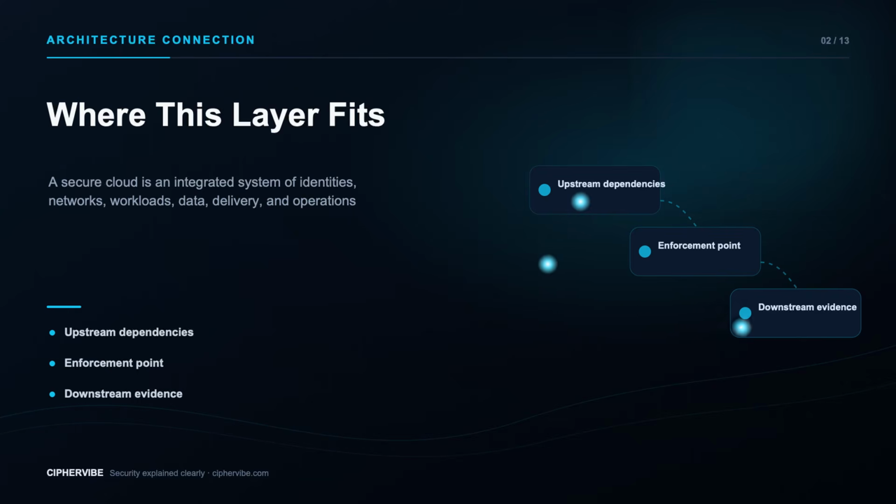Treat the architecture as a chain. A trusted identity requests an action, a policy makes a decision, a workload or data service enforces it, and telemetry records enough context to investigate later.